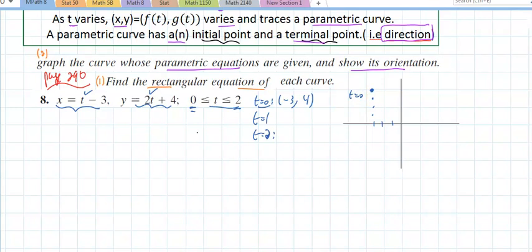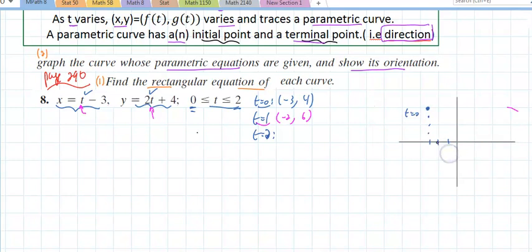If I move to t equals 1, put a 1 right there, that will be a -2, and a 1 right there, that will be a 6. So -2, 6. This is where I am right now. This is where I'm going to be a minute from now.